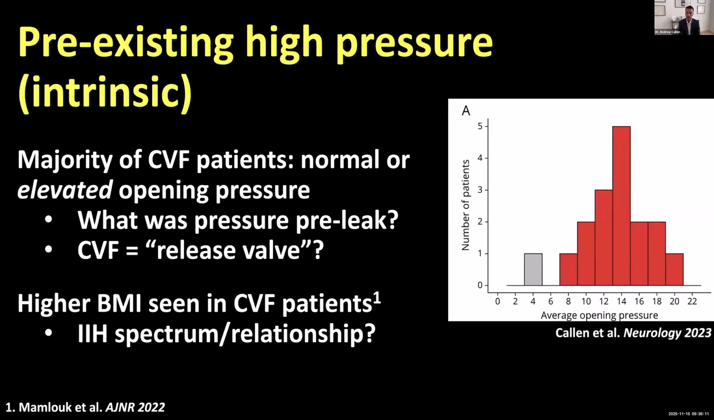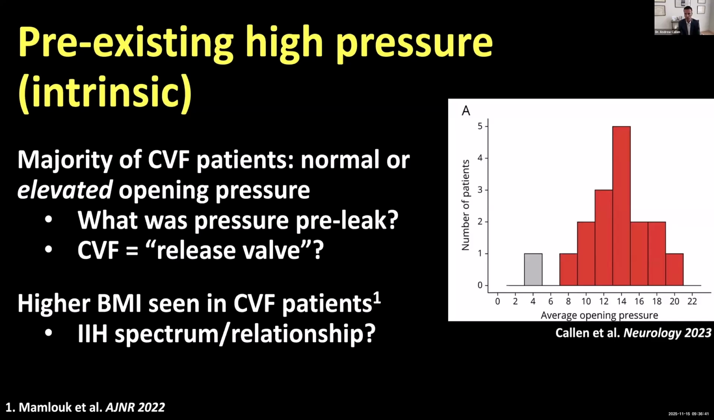One thing that has been described over and over again by us and others is that the majority of patients with a CSF venous fistula will have a normal or even elevated opening pressure. And so this begs the question, what was their pressure pre-leak? Was it perhaps even higher than what we're measuring once we're doing that myelogram to look for the CSF venous fistula? Maybe the CSF venous fistula acted as a release valve. And that pressure led to damage of that arachnoid granulation, and this is what occurred.